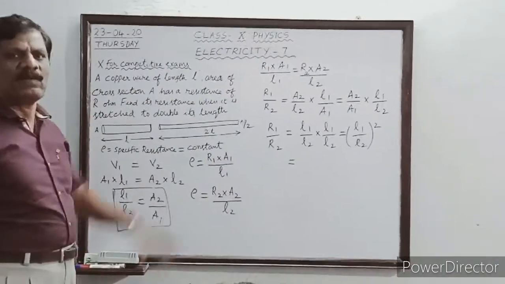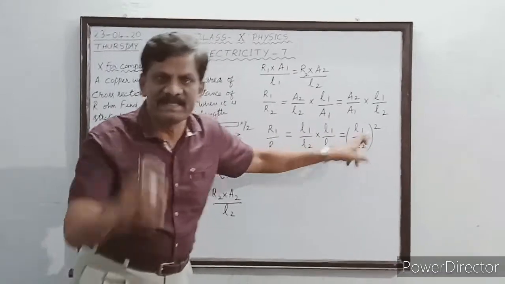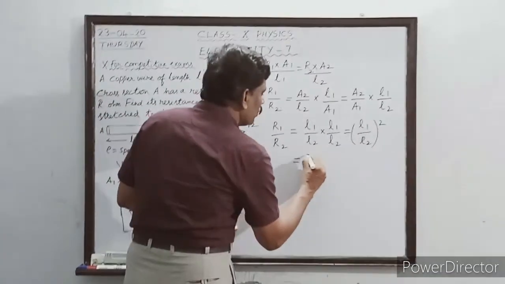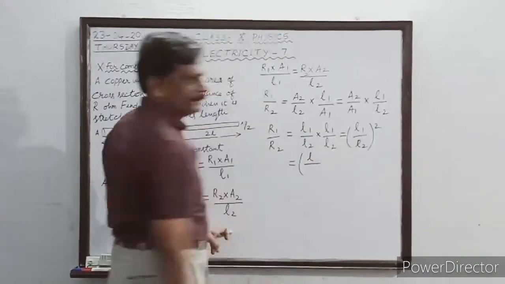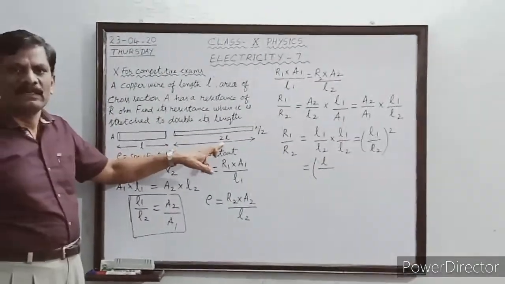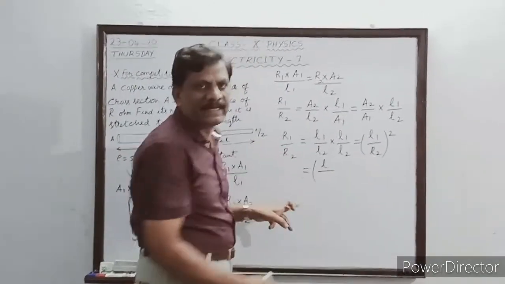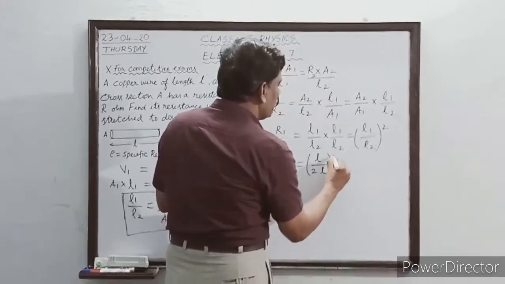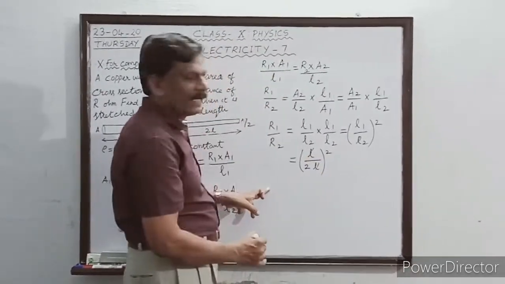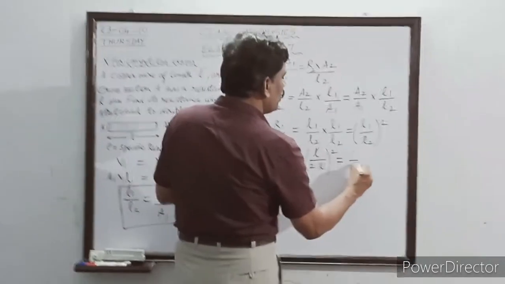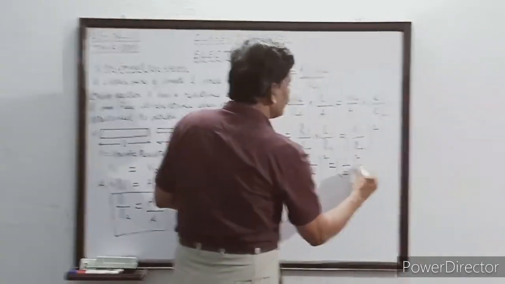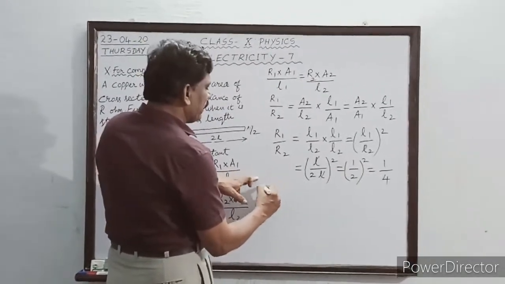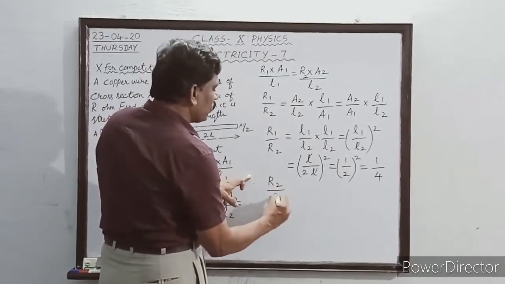Good. So L1 represents the initial length of the wire, which is given as L. So this is equal to L divided by, what is L2 here? Yes, 2L, twice the length. So this is equal to L by 2L, the whole square. L and L get cancelled, and hence this is equal to 1 by 2 whole square, that is equal to 1 by 4.